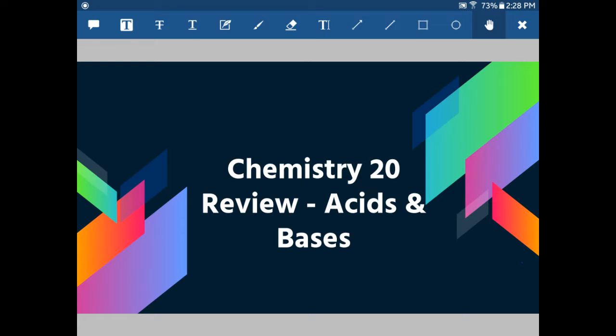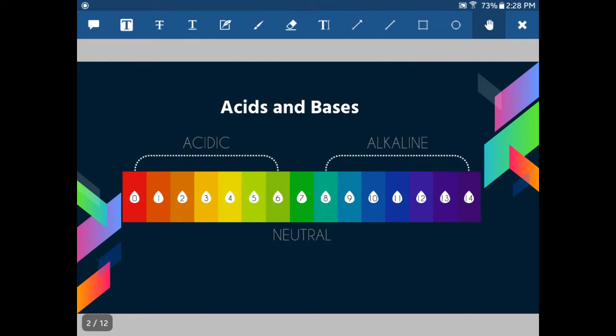So now that we've taken a look at some Chemistry 20 review in terms of solutions, let's take a look now at some review in terms of acids and bases. Just as a little reminder, here is a pH scale. Anything with a pH less than 7 is considered to be acidic. Anything with a pH greater than 7 is considered to be alkaline or basic. And what you'll see here is the pH right at 7 is what we consider to be neutral.